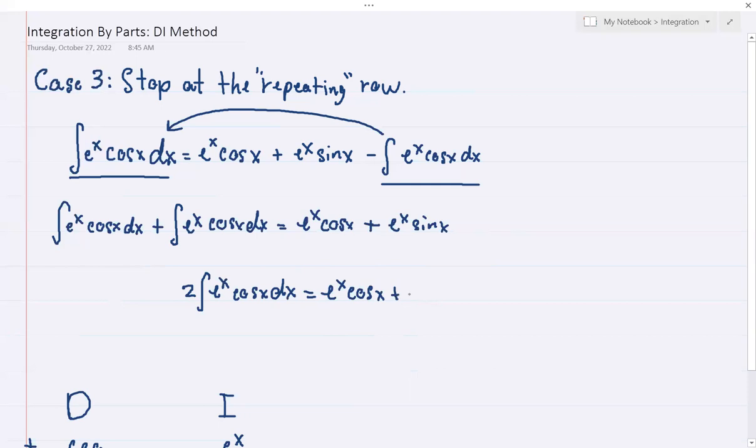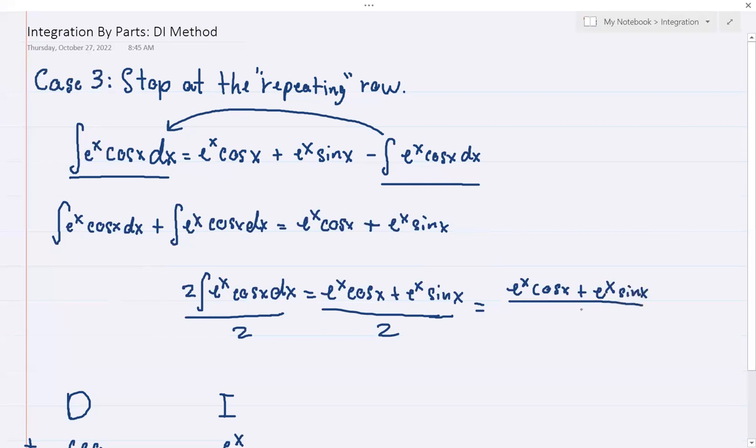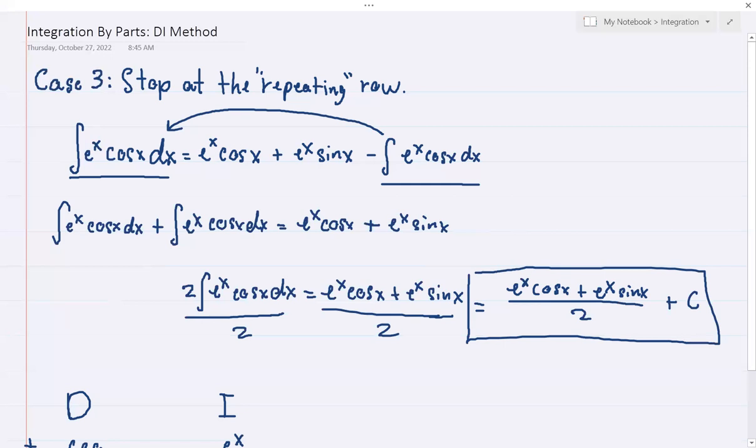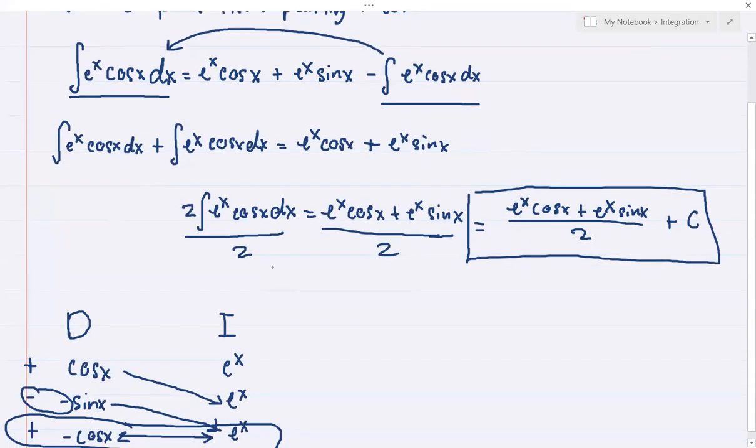So what's next after that? After that, we will divide both sides by 2. I have no space, so I'm just going to write it. After you divide it by 2, you will have e raised to x cosine x plus e raised to x times sine x all over 2. And that is your final answer. That's it. That is your final answer.